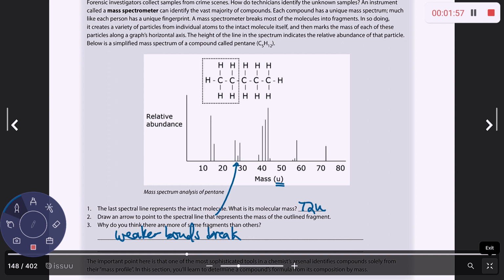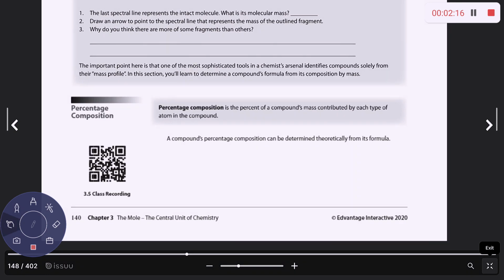Okay, so why do we care about a mass spec? Well, we can get the percent of each element in a substance with mass spec data, and then we can use that to calculate something called an empirical and a molecular formula of a substance. That's what we're going to be doing today. So let's take a look at percent composition first.